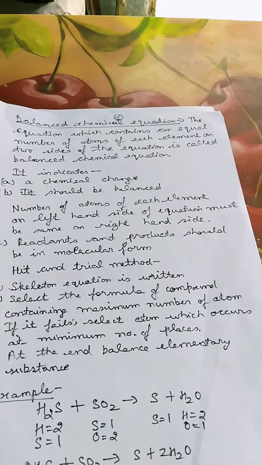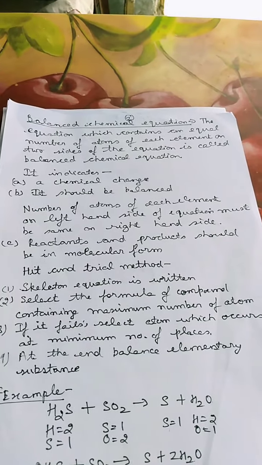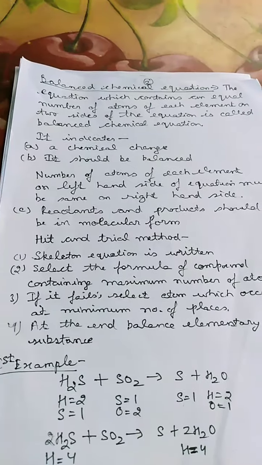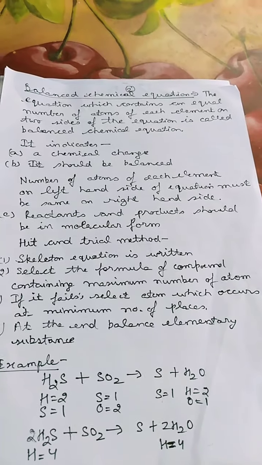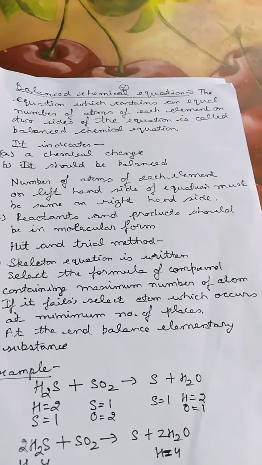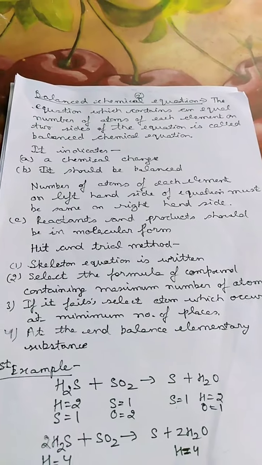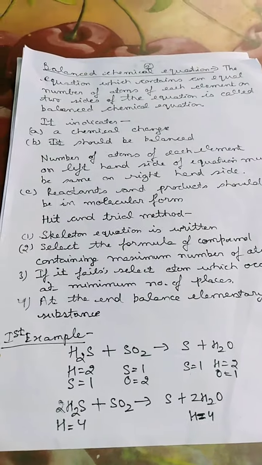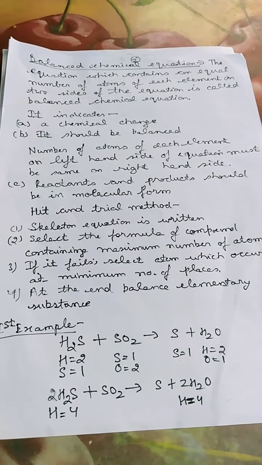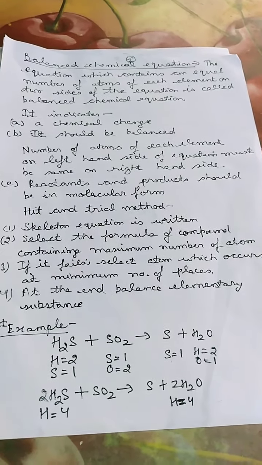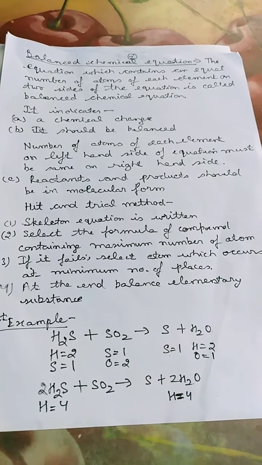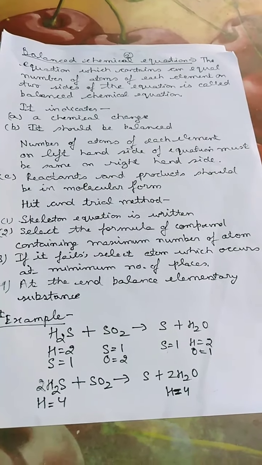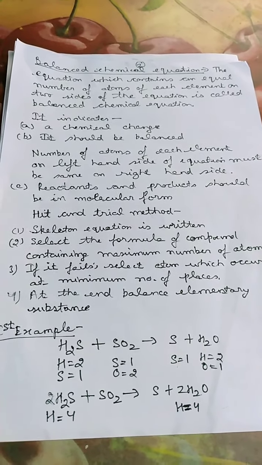Here, firstly we will write the skeleton equation. Then we will select the formula of the compound containing the maximum number of atoms. If it fails, select the atom which occurs at the minimum number of places. At the end, balance elementary substances. We are taking an example of an equation and we are going to balance it by the hit and trial method. Here we have the equation H2S plus SO2 gives S plus H2O.